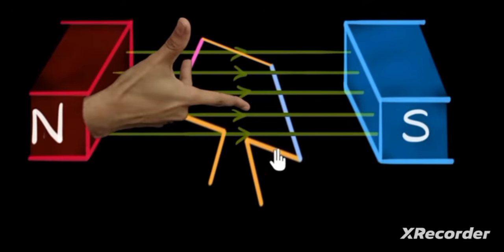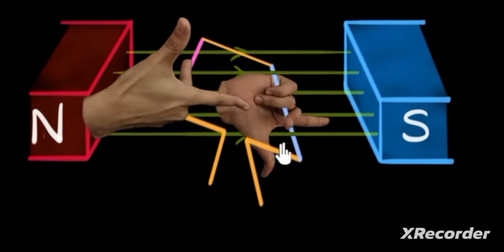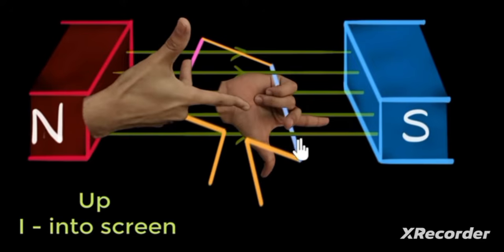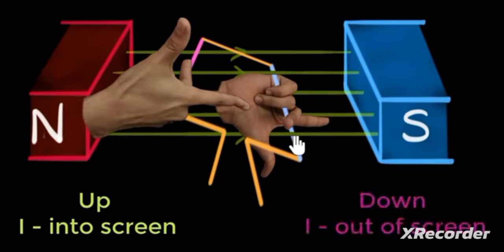Similarly, the blue wire is moving downwards. So the thumb will be pointing down, the forefinger will still be pointing to the right. And so if we arrange our right hand over here, it will look like this. The middle finger is pointing out of the screen. That means the current in the blue wire will be coming out of the screen. So what we have seen is if a wire is moving upwards over here, then the current will be into the screen. And if the wire is moving downwards, then the current will be out of the screen. Remember this will be important.